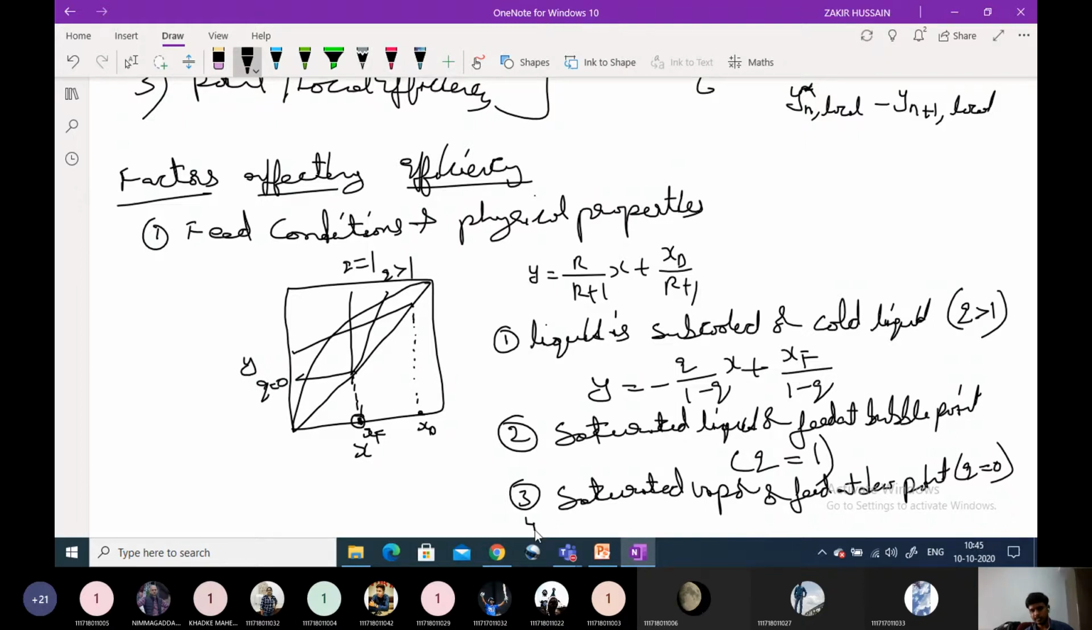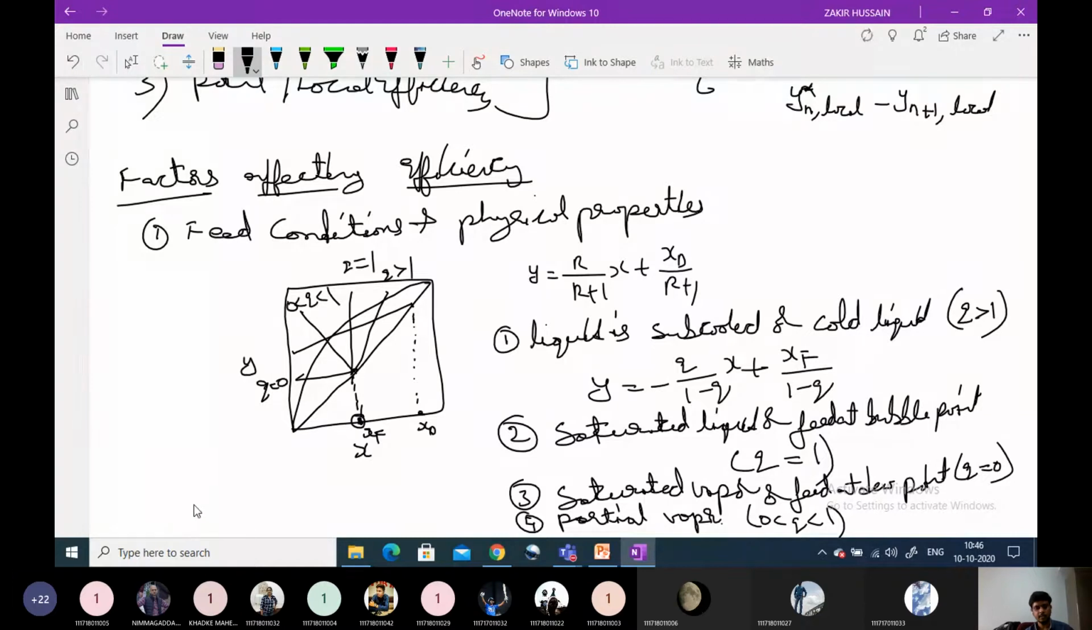Then the next condition is the feed is partial vapor, partially vaporized. That the feed is partially vaporized means the Q line will be like this one. So Q will be in between 0 and 1.